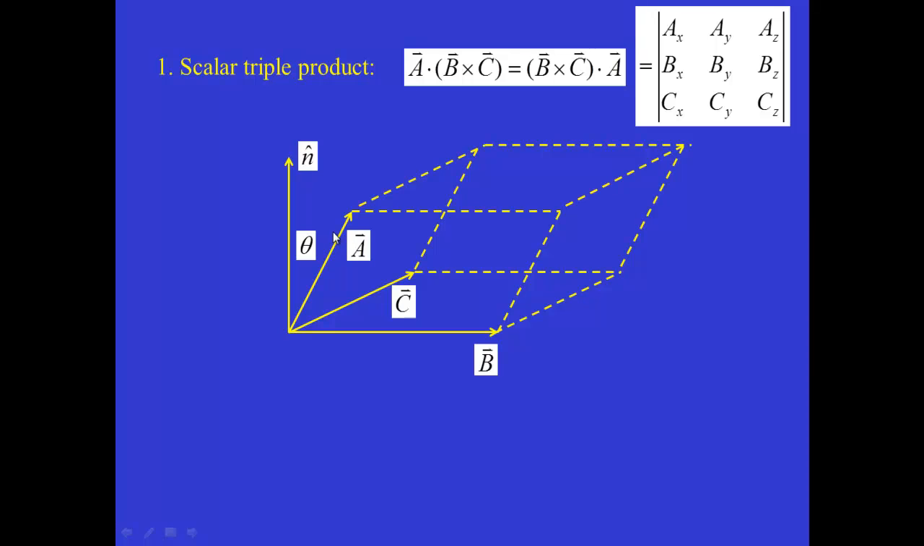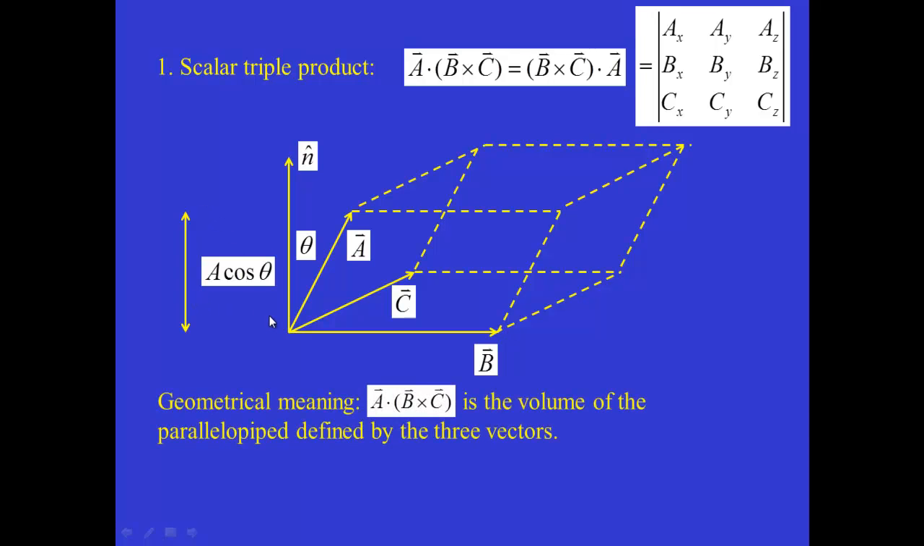So A dotted into that vector would involve the cosine of theta. And so A times the cosine of theta is the height of this parallelepiped. So the area of the base times the height gives, of course, the volume. So the geometrical meaning is that this scalar triple product gives the volume of the parallelepiped that the three vectors define.